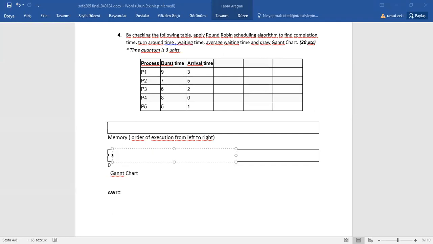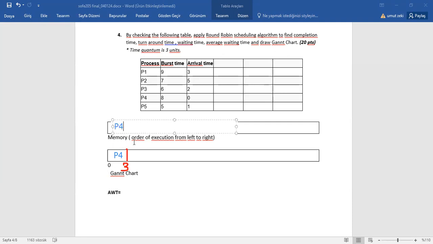Okay, in the Gantt chart, we have to put P4 first for 3 units. P4 is executed for 3 units, or 3 nanoseconds, and then it is finished according to the round robin algorithm.